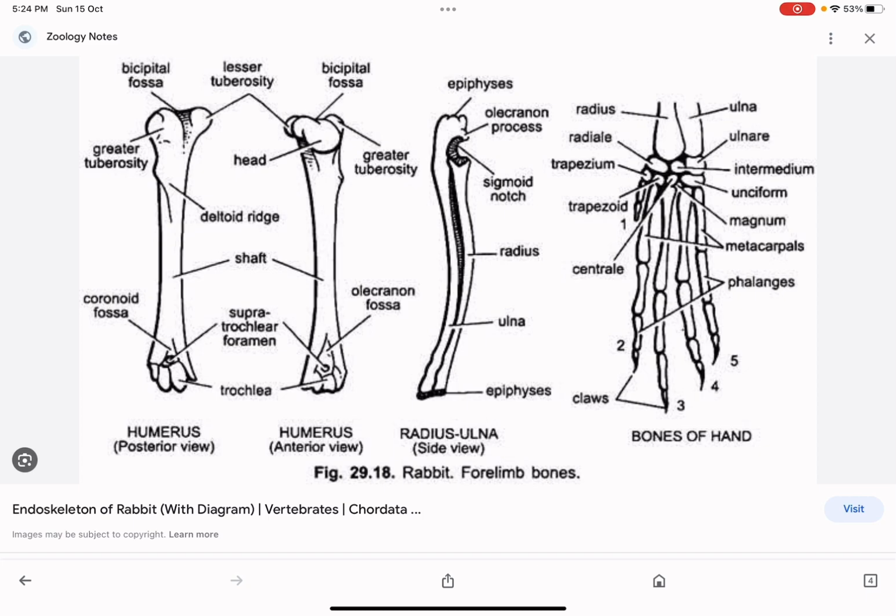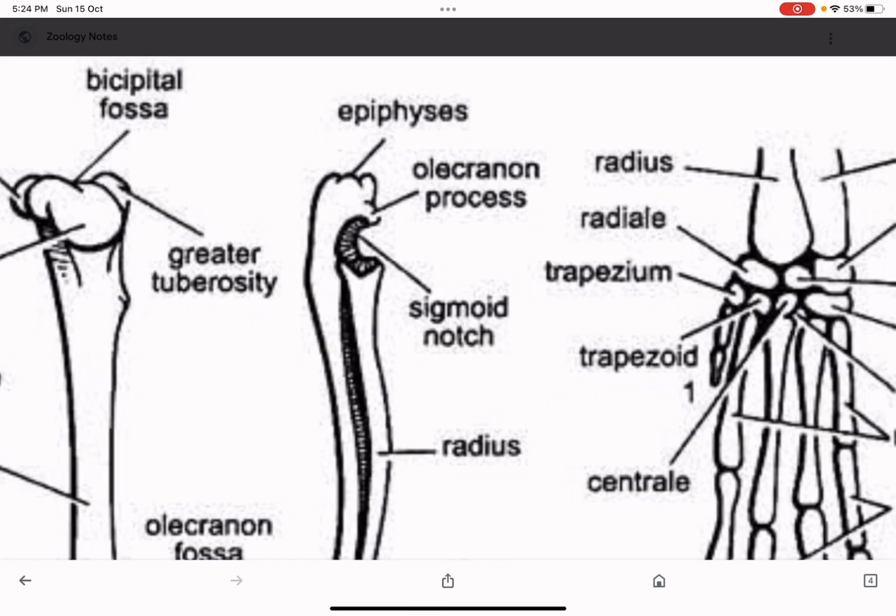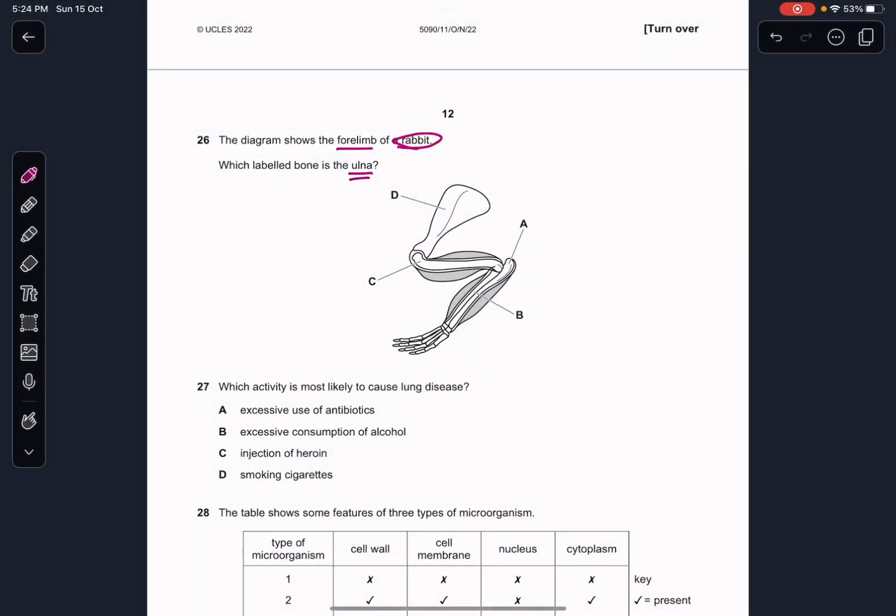And we have the olecranon process over here as well, right there. So over here we're going to find the olecranon process. This is the olecranon process, which means that this is going to be the ulna. So the answer would be A.